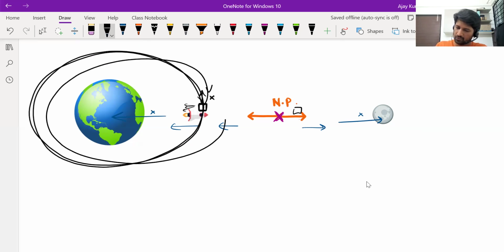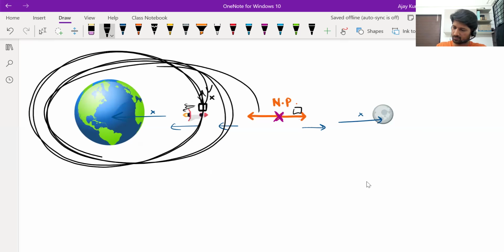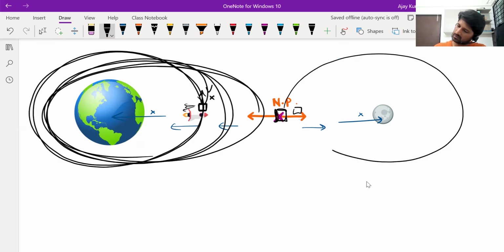So a few days later, it will be in this orbit. A few days later, it will be in this orbit. Okay, a few more days later, it will exactly reach the neutral point. After that, the Moon will start attracting it stronger than the Earth. Then the module will have a tendency to revolve around the Moon. Okay, and Moon's gravity will be pulling it.